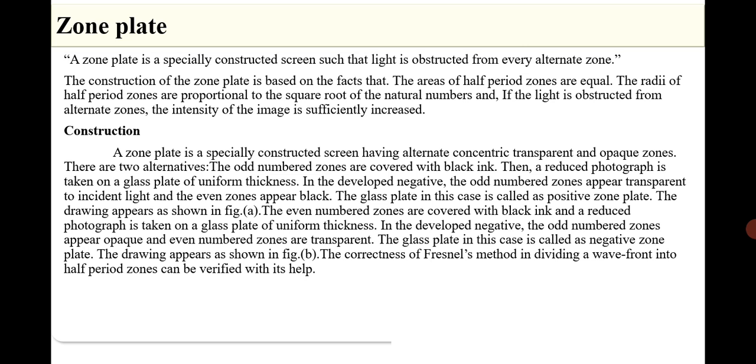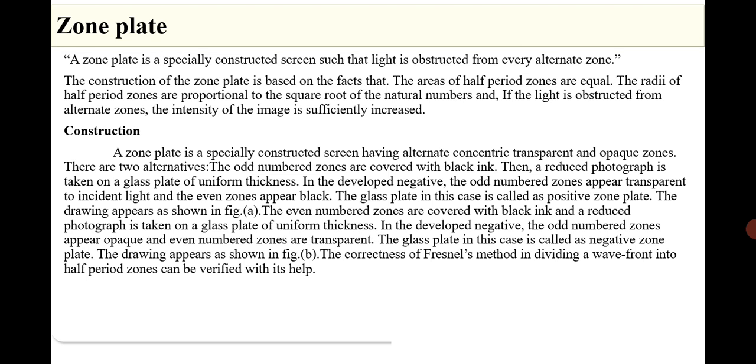Construction. A zone plate is a specially constructed screen having alternate concentric, transparent and opaque zones. There are two alternatives. The odd numbered zones are covered with black ink, then a reduced photograph is taken on a glass plate of uniform thickness. In the developed negative, the odd numbered zones appear transparent to incident light and the even zones appear black. The glass plate in this case is called a positive zone plate. The drawing appears as shown.